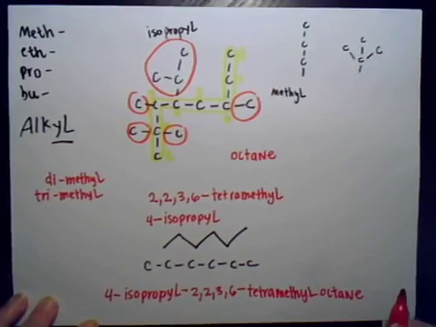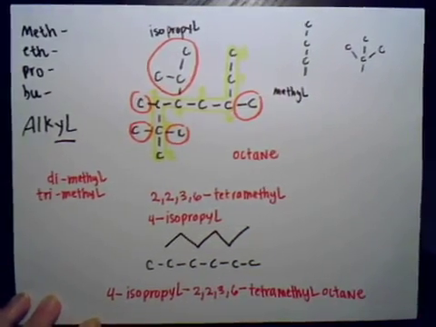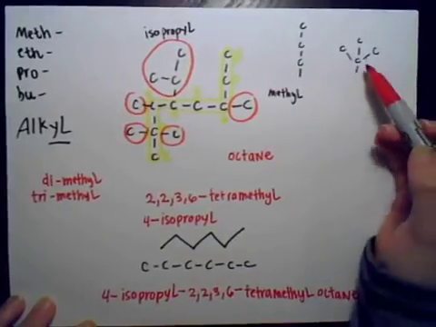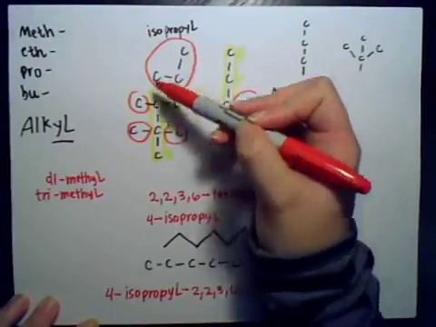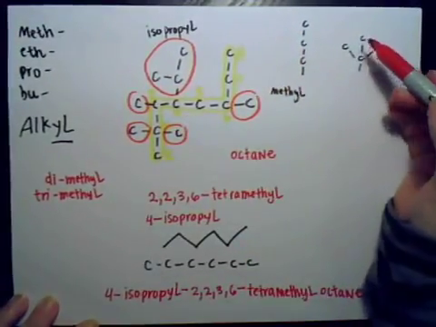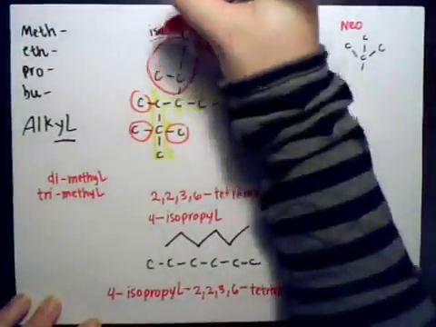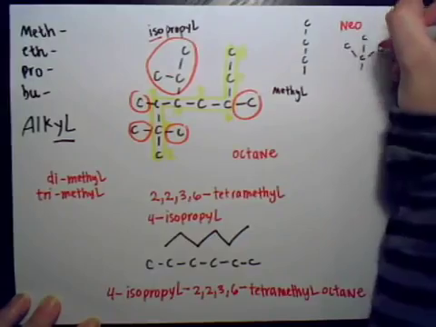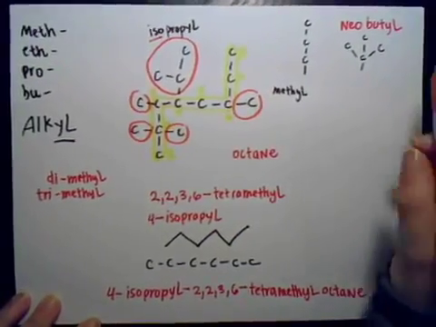Now, just one more thing that I want to throw in here: just like I mentioned that you can have an iso group with a branching of 2, there's also a neo group. Oh, I didn't write that over here. Neo. So this is iso, and this would be neo 1, 2, 3, 4 butyl. That would be a neobutyl.